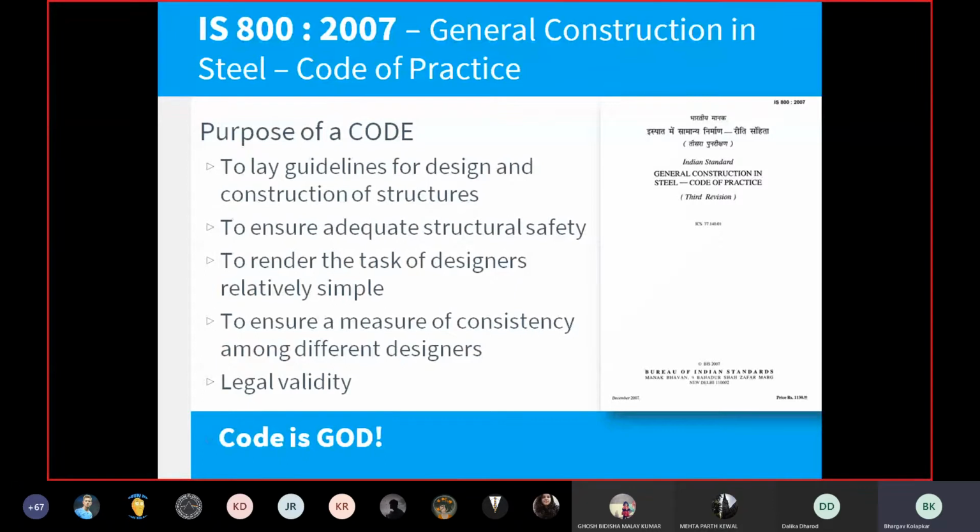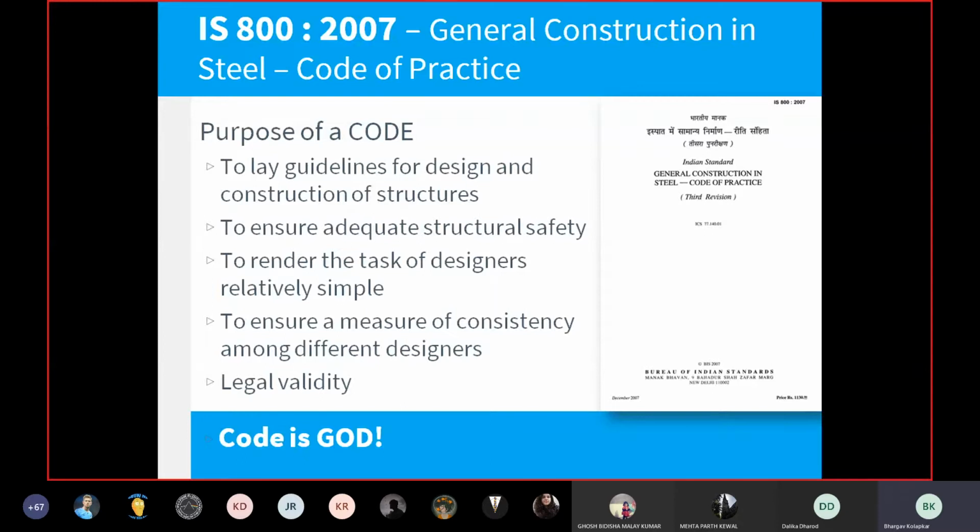It gives guidelines and a set of, what I can say, recommendations. If we follow them, there's a high possibility that the structure is going to be safe and serviceable. Plus, this particular book has a legal validity. So if I'm designing my structure following all the guidelines in this book, the design is legally valid.